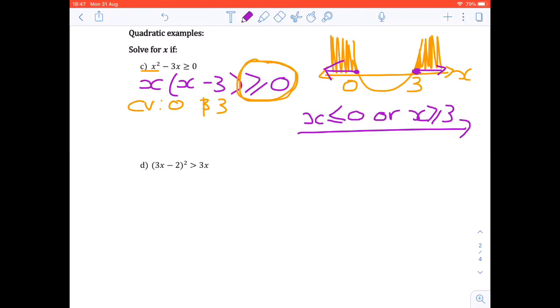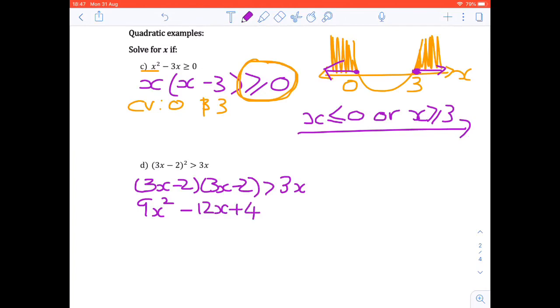Let's do this next one. 3x minus 2 all squared is greater than 3x. Okay, so first let's get rid of this bracket. So we're going to FOIL it out. So 3x minus 2, 3x minus 2 is greater than 3x. 9x squared minus 12x plus 4 is greater than 3x.